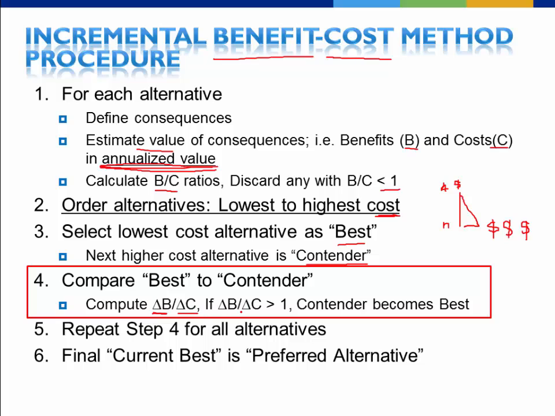And once we have done that, if this ratio of incremental benefit over incremental cost is greater than 1, then the contender becomes the best. Then you do the same for the rest of the alternatives, and at the end, once you have analyzed all of them, the current best is the preferred alternative.